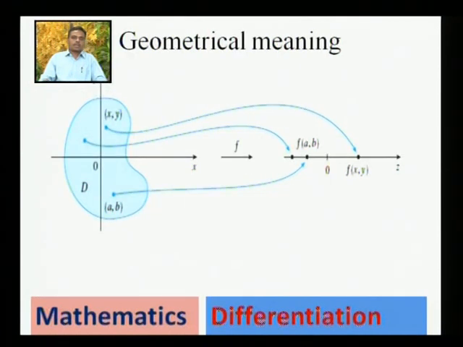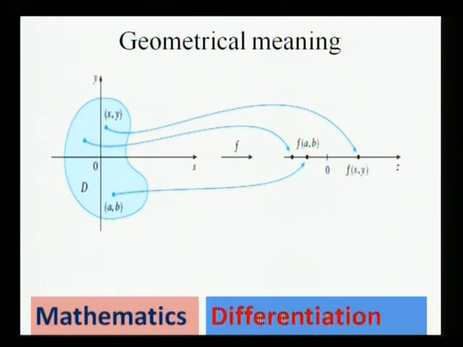Now let us see the geometrical meaning. You can see this shaded part is a domain D, and if you take any point inside the domain, (x, y), then its image is on the real line. On the right hand side you can see the real line, and the image is f(x, y). Similarly, if you take any point (a, b) in the shaded region, then its image is going to be a real number. That is, here the function is from two dimensions to one dimension. Its domain is in two dimensions, but its codomain, that is the range, is in one dimension, that is, real valued functions.